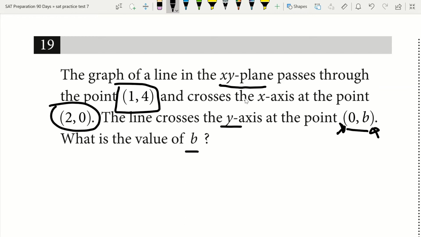Right, when you plug in 0 for x in your equation, but there's a faster way to do this. In the SAT math section, you want to save as much time as you can. So what is the faster way to do this? Well, if you're making that formula and using that equation for a line, that's going to take you a long time.